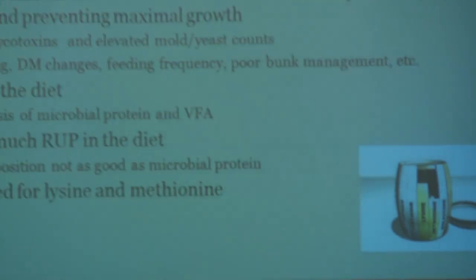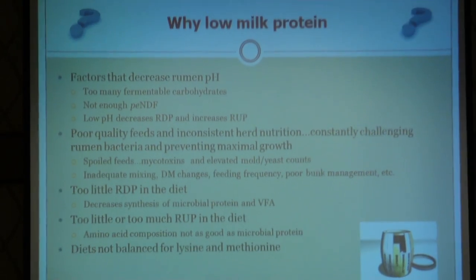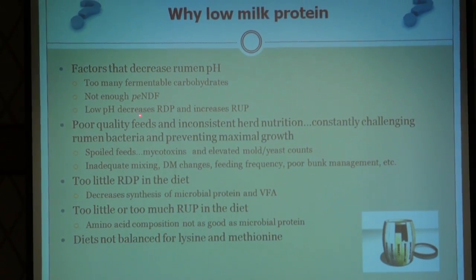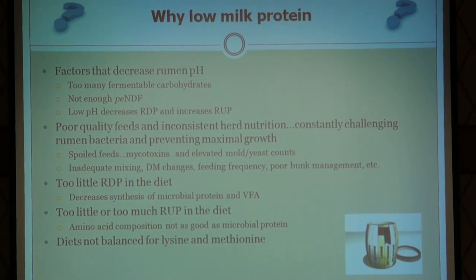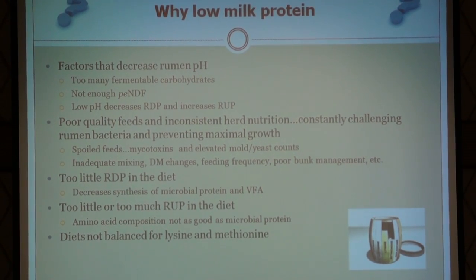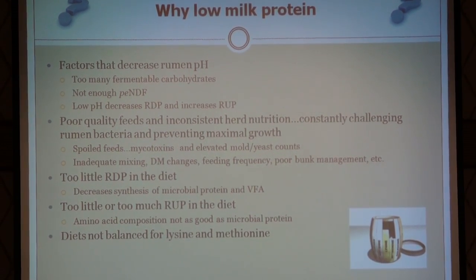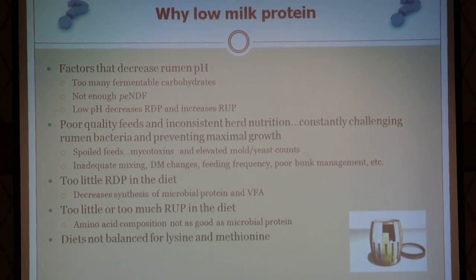Milk protein. I'm just going to go through some factors real quick. All factors that decrease rumen pH tend to lead to lower milk protein. Does this look familiar to what we just talked about with fat? Those factors are the same, aren't they? But the only difference is right here. Low pH decreases the amount of RDP in your diet and increases the amount of RUP.